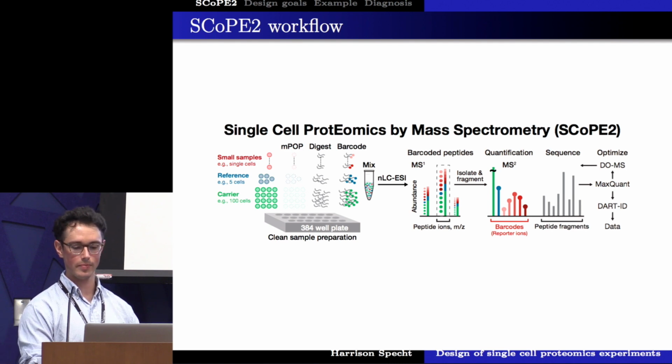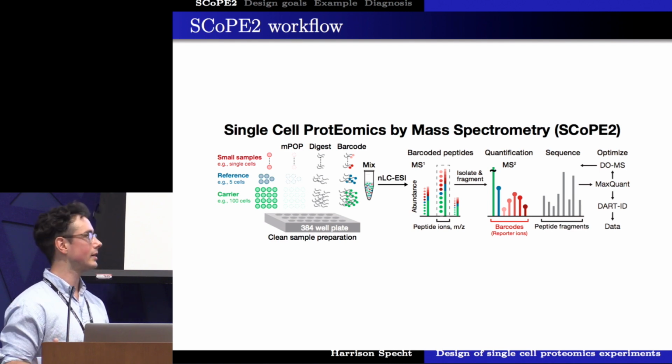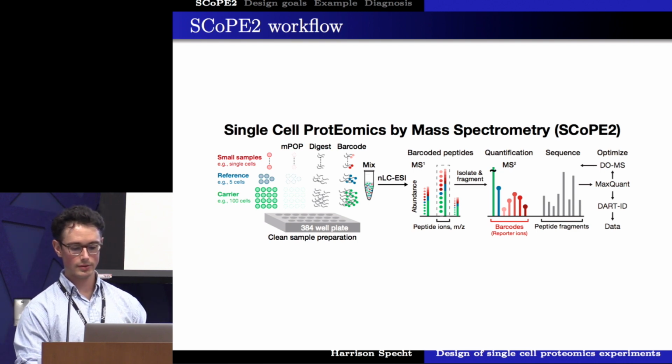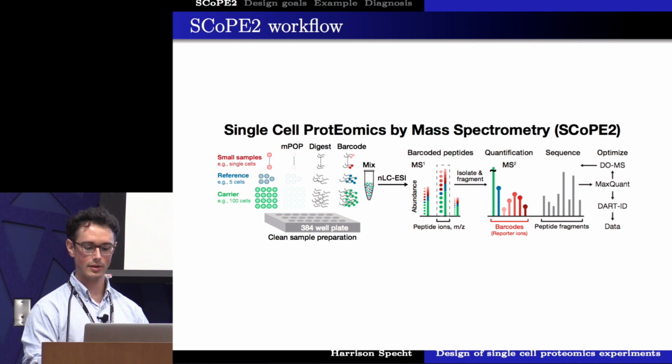isolate and fragment them, and then we reach a second key concept in SCoPE-MS and SCoPE2. And that's that the carrier channel is going to provide us with enough peptide fragments such that we can sequence the peptide. Basically, use the fragments as a fingerprint and map it back to the peptide sequence that it came from, and then we can map back that peptide sequence to a protein that it came from.